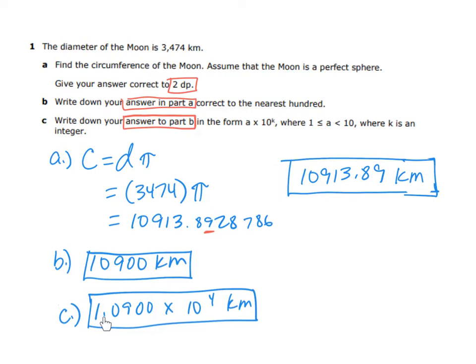So we'd move the decimal point here. So we'd have 1.0900 times 10 to the 4th, because we'd have to move that decimal point 1, 2, 3, 4 places to get back to this number. Okay, and then on both of these, don't forget your units.